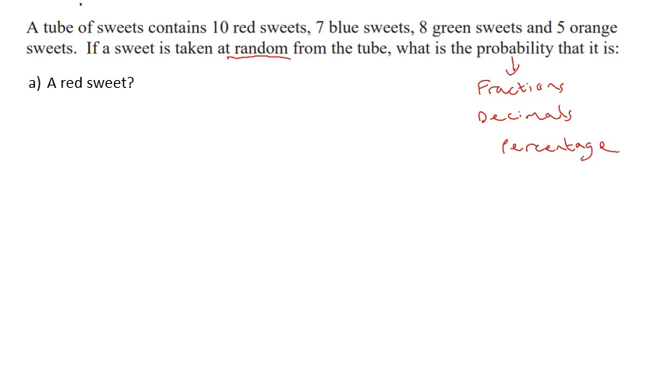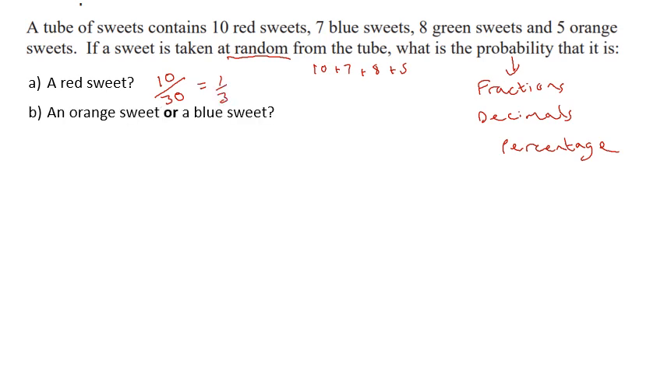But here, the probability of taking a red sweet, well, there are 10 red sweets in total. And then we want to think, well, how many sweets are there altogether? So the number of sweets there are altogether is 10 plus 7 plus 8 plus 5, which I think is 30. So the probability of a red sweet is 10 out of 30. And then where you can, it's good practice to simplify your fractions. And so we get 1/3.